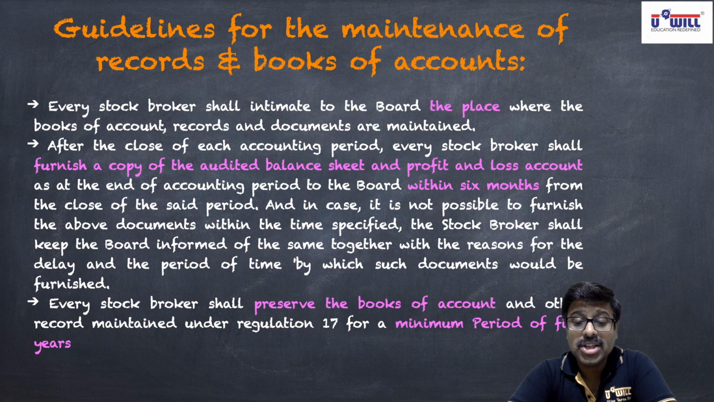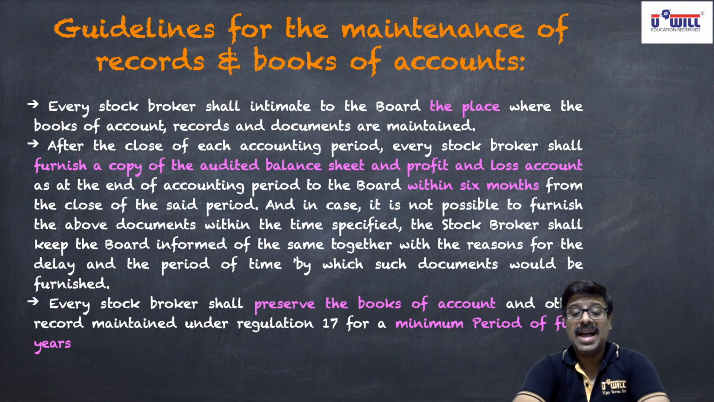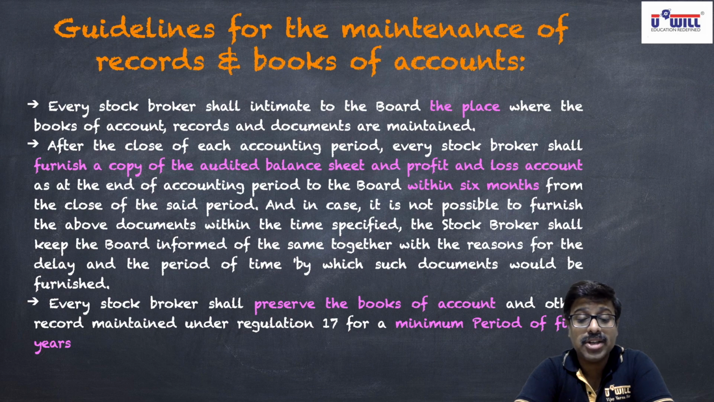After the close of each accounting period, every stockbroker shall furnish a copy of the audited balance sheet and profit and loss account as at the end of the accounting period to the board within 6 months from the close of the said period. And in case it is not possible to furnish the above documents within the time specified, the stockbroker shall keep the board informed of the same together with the reasons for the delay and the period of time by which such documents would be furnished.